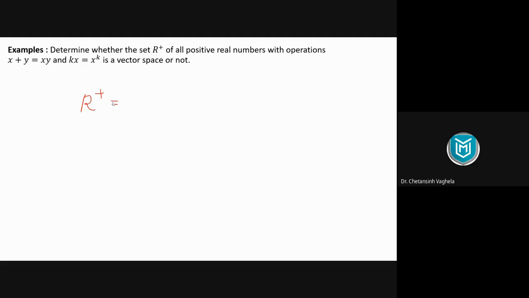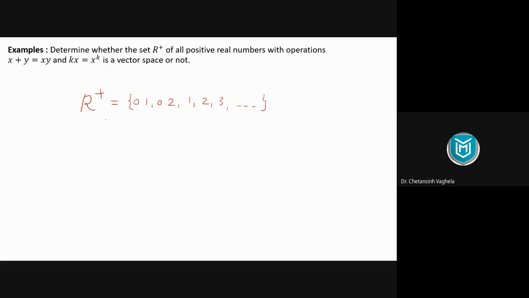What are the objects in R plus? All positive numbers. Yes, they are numbers. So here the objects are numbers, but not any number. They are the positive real numbers. That means R plus can have 0.1, 0.2, integers, all the real numbers, but it has to be positive. So it is the set of all positive real numbers.